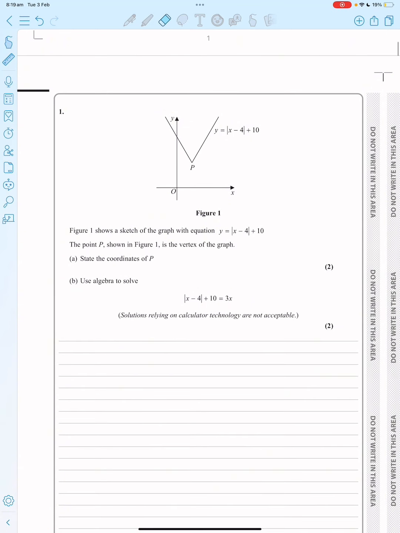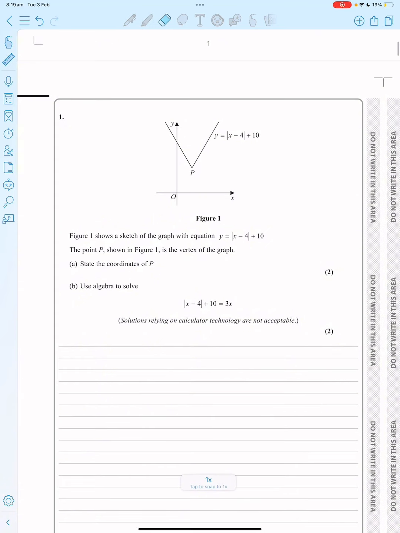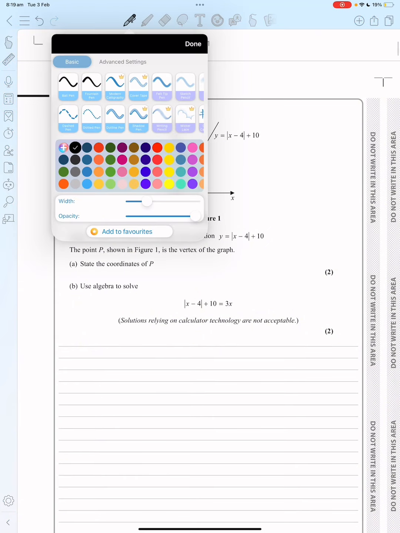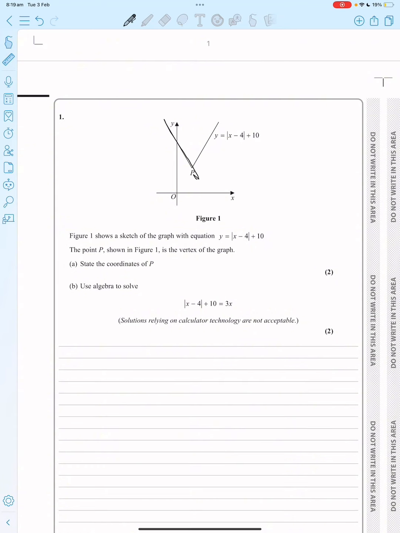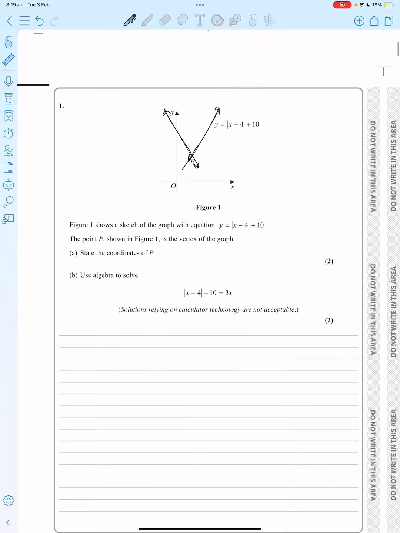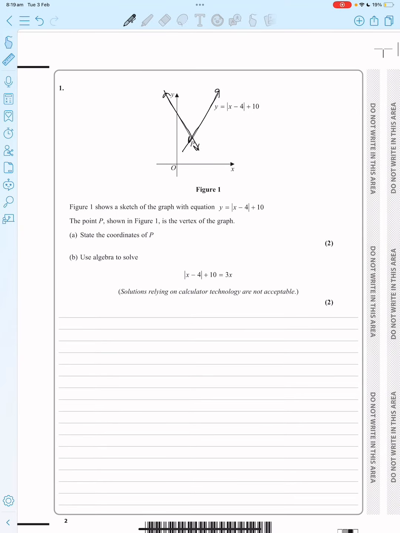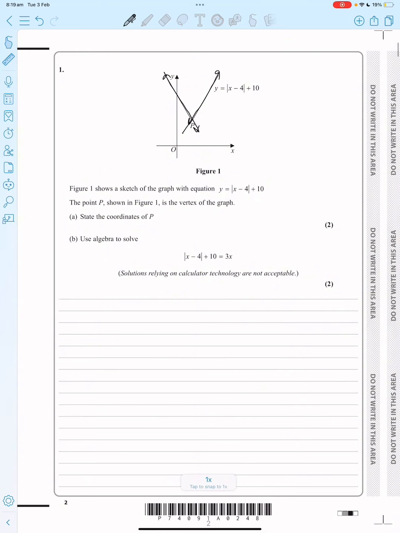For these types of questions, what I like to do is find the equation of this line, and find the equation of this line, and just equate them, and that'll give me my value of P. It's a pretty difficult question to start off, to be fair. So in this case, it's mod x minus 4 plus 10.